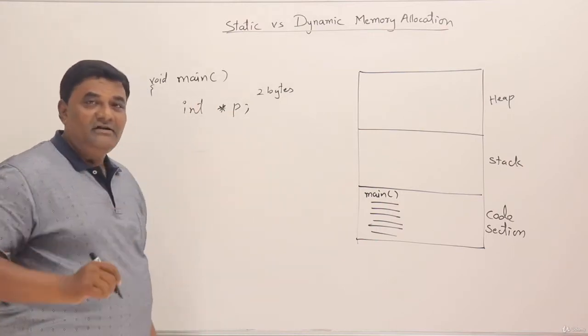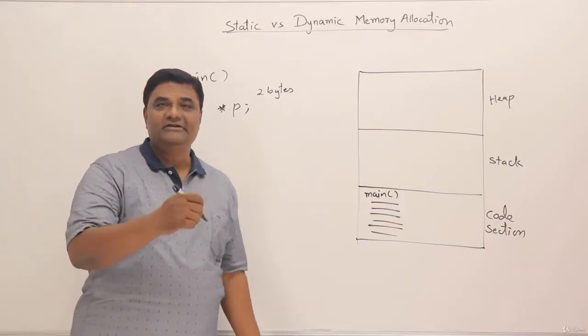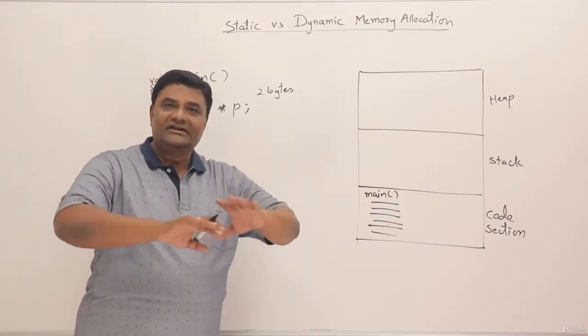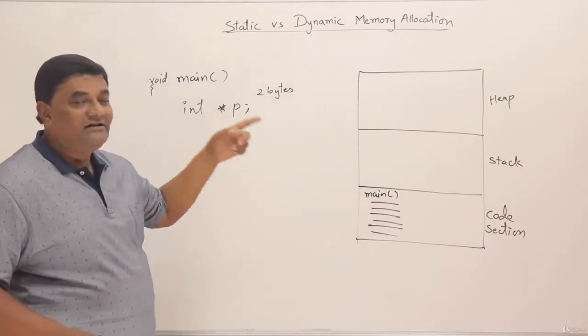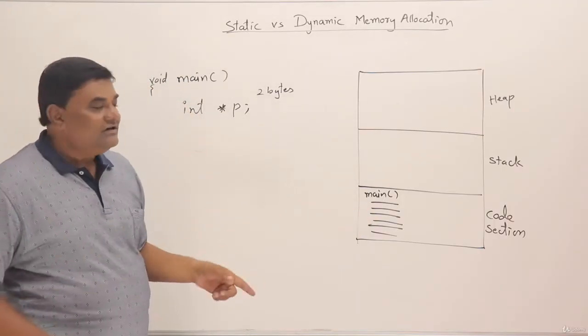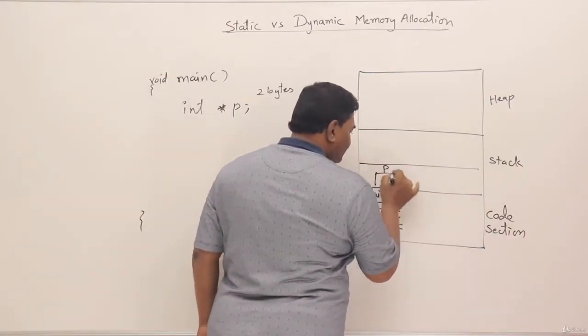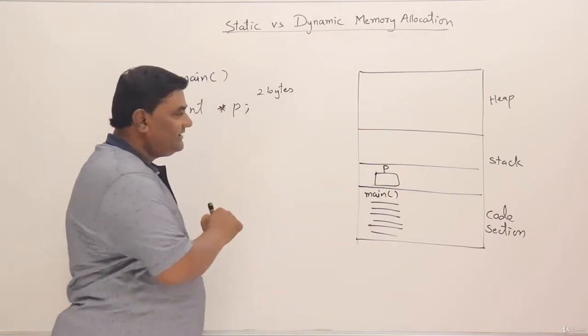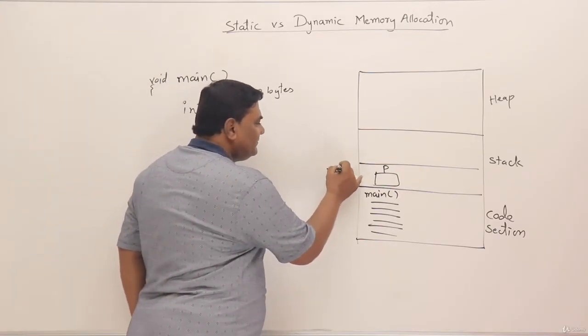Now, the next point: where will the memory for the pointer be allocated? Just now, in static memory allocation, I told you that all the variables you declare in your functions occupy memory inside the stack, in their activation record. So yes, for this pointer, memory is allocated here. It takes 2 bytes of memory, and this is the activation record for the main function.